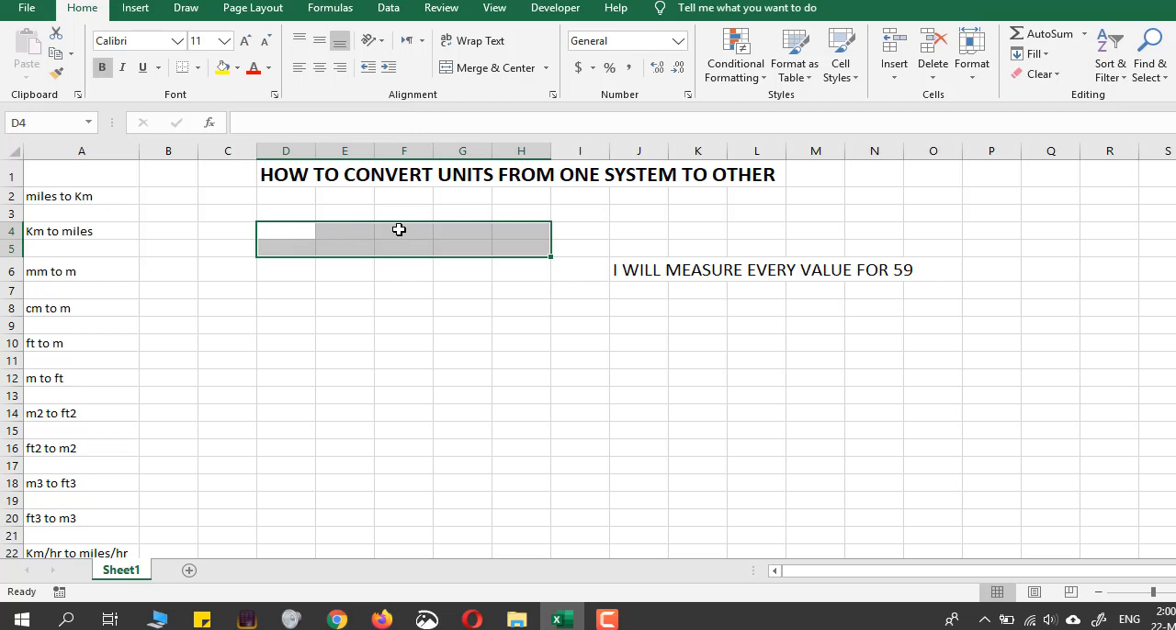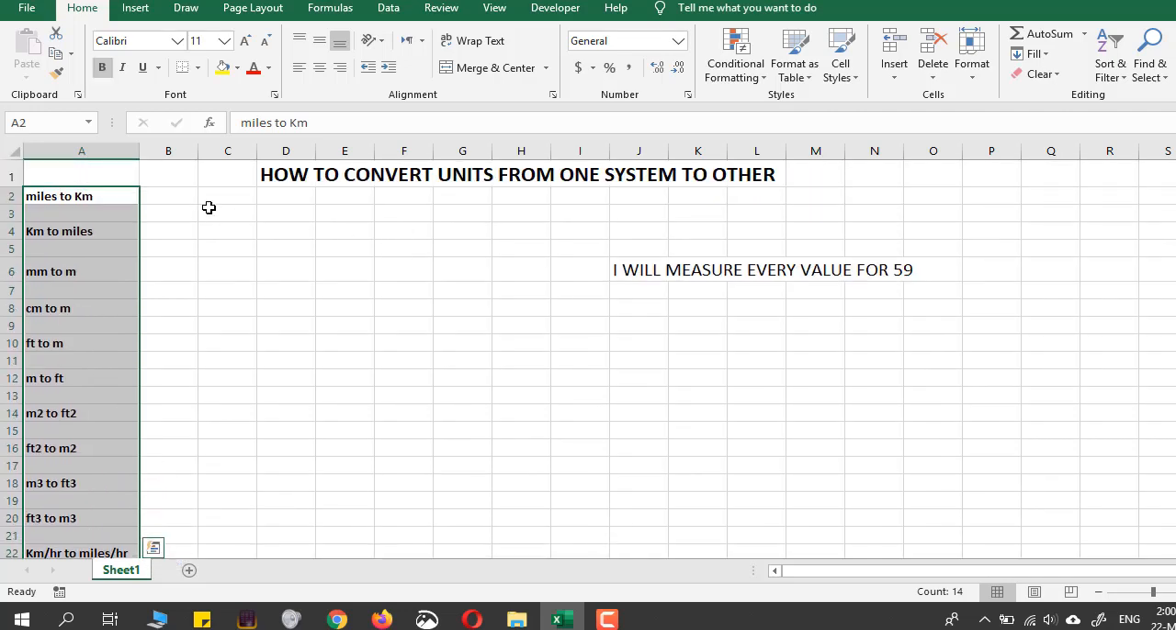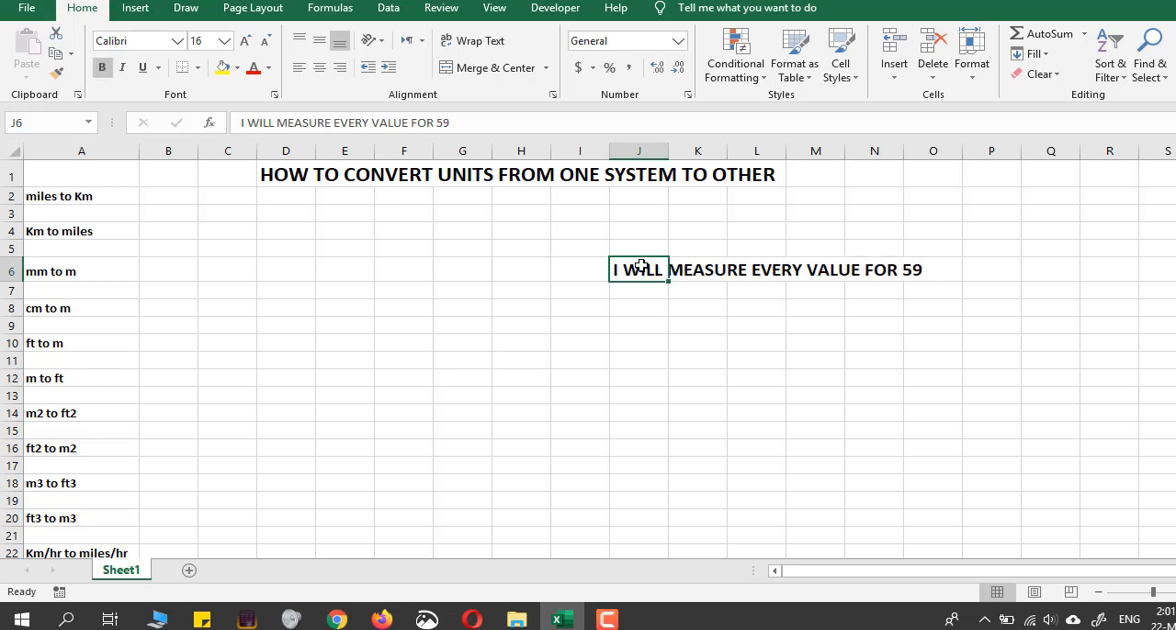In this video we will just learn how to change one unit to another type of unit, and that will be very easy for you. For example, in this first part you can see what we have to convert. Let me bold them all so you can easily see them. Let me iterate one thing: in this video I will be converting every value for the number 59, because 59 just seems a good number to me. So that is why I will be calculating everything for 59.